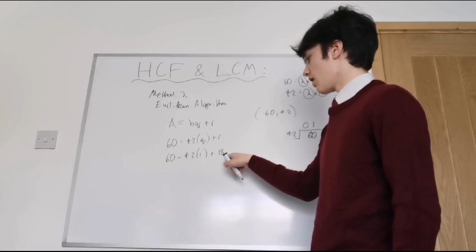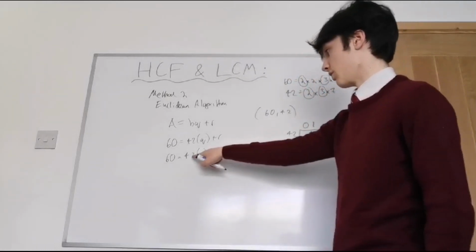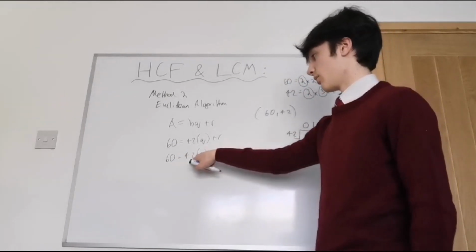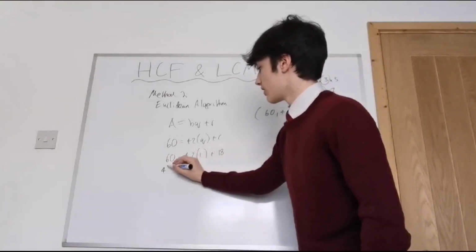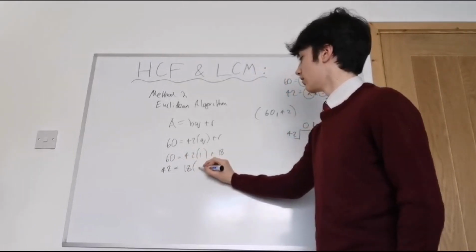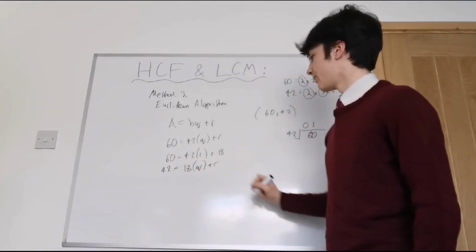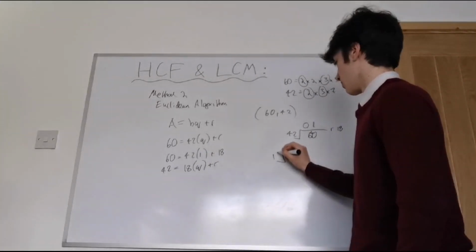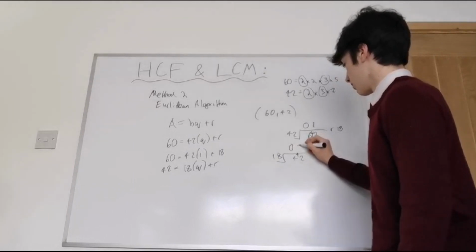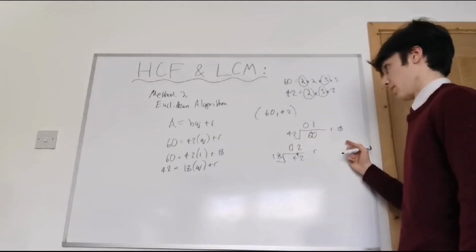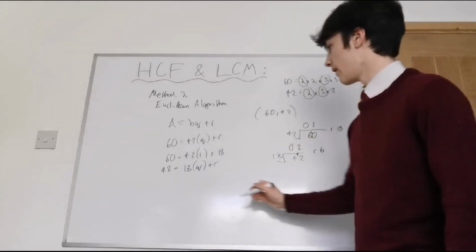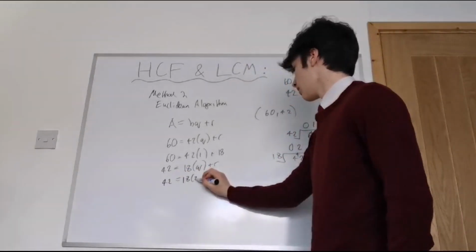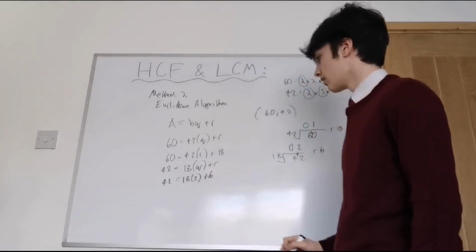We've done that. Now our next step is we move this number to this and 18 to where 42 is. So we say 42 equals 18 Q plus R. We do some long division again. 42 divided by 18 is 2, remainder 6. So we say that 42 equals 18 times 2 plus 6.